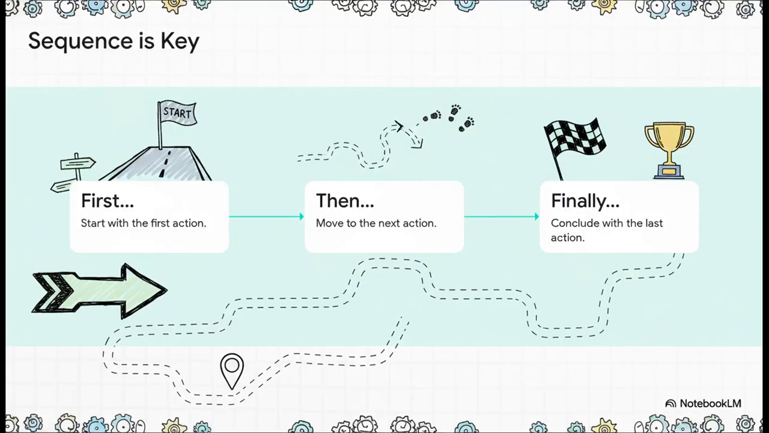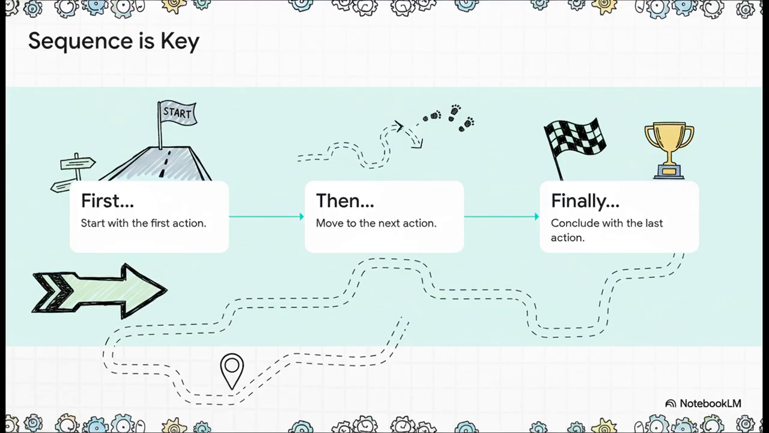And building on that idea of chunking, the sequence is absolutely everything. You have to give the steps in the exact order they need to happen. When you use simple words like first, then, and finally, you're basically creating a verbal roadmap. It lets people know what's coming next, so they don't have to try and hold the entire plan in their head all at once.